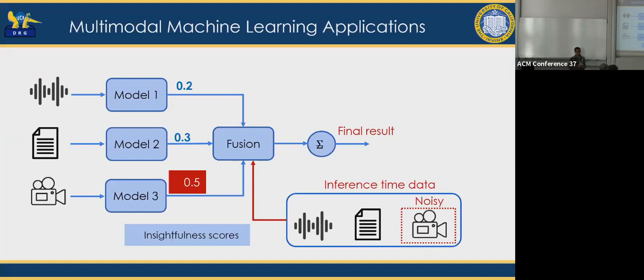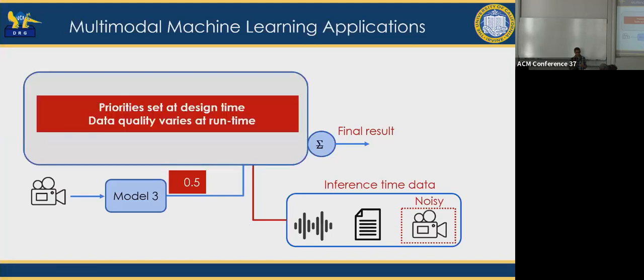But the reality is that some of the applications which have analog sensors as data sources at runtime are prone to input data noise. And despite this fact, the fusion methods continue to use design-time determined fusion weights. And probably we end up inflating the significance of some of the noisy modalities. Incidentally, we also might deflate some of the more insightful modalities at runtime.